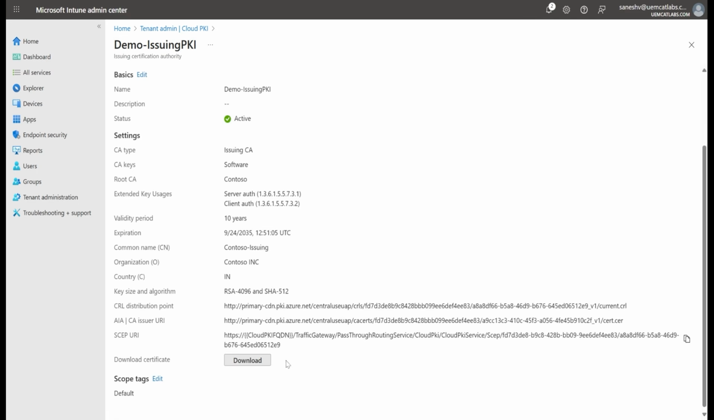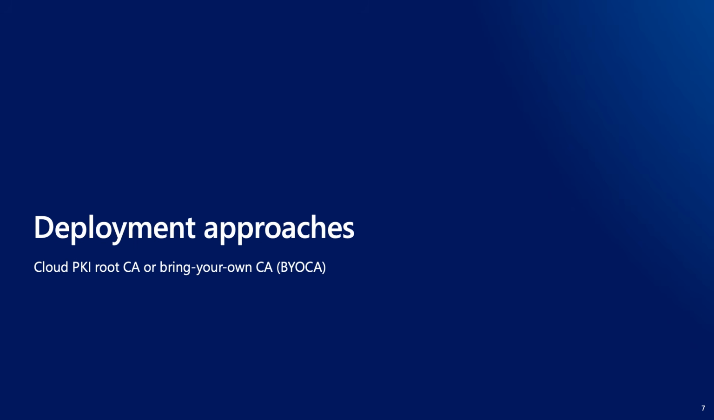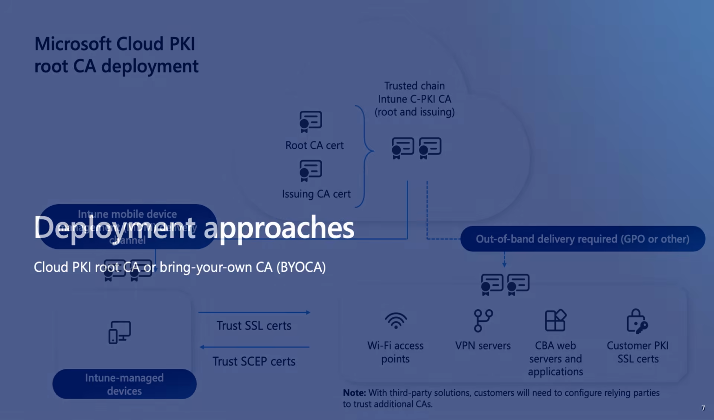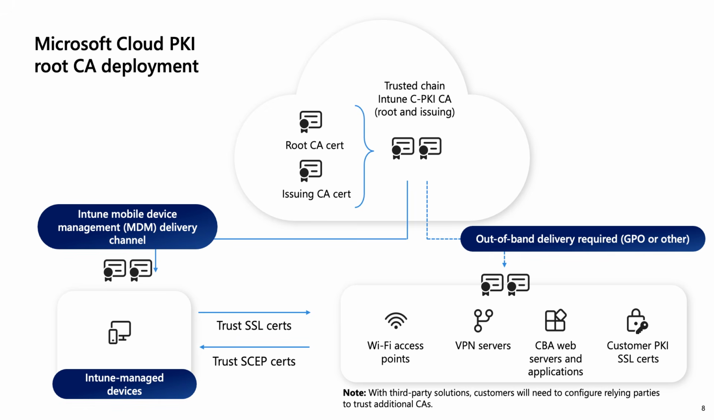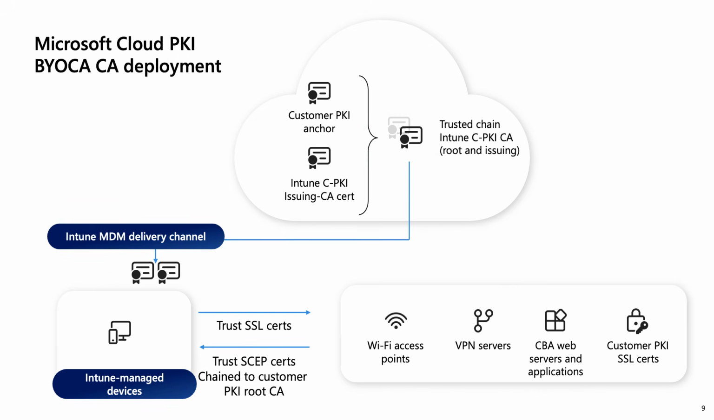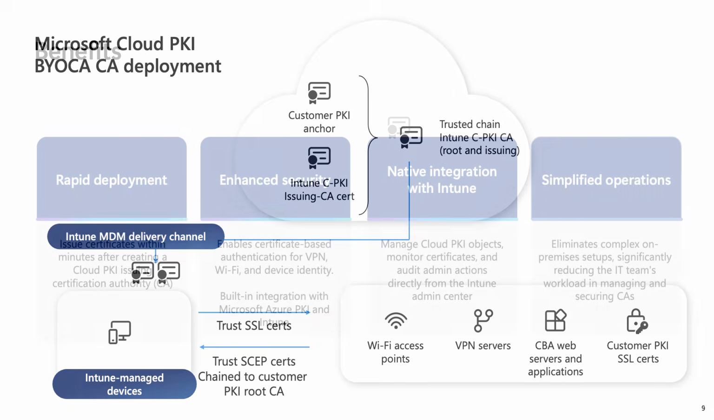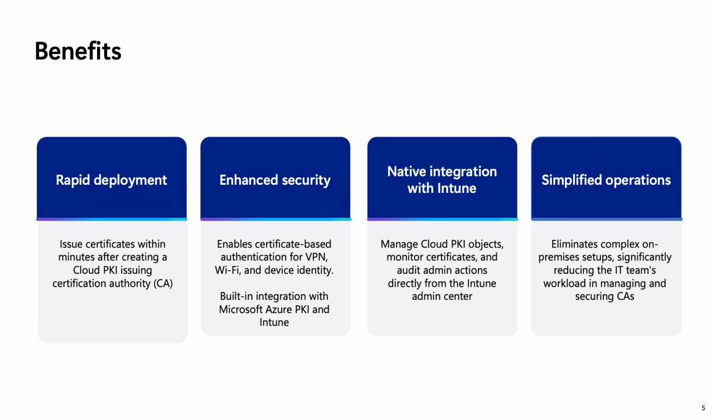Now, moving on. There are two deployment approaches with Cloud PKI. The first one is pretty simple. There's a root CA created in the cloud and you have an issuing CA created in the cloud. Whereas in the other one, you have the issuing CA created in the cloud, but it is anchored to another PKI infrastructure, which could be your Active Directory Certificate Services on-prem, or even a third-party on-prem PKI infrastructure, or even a cloud certificate provider.